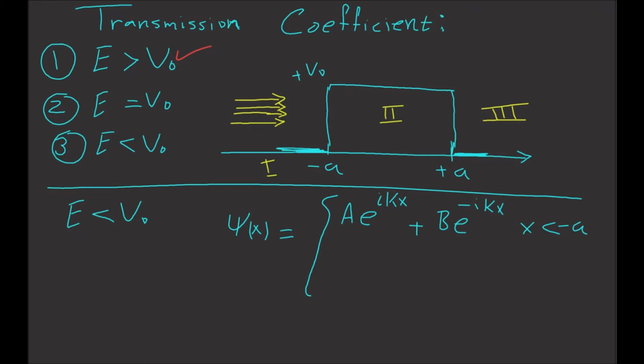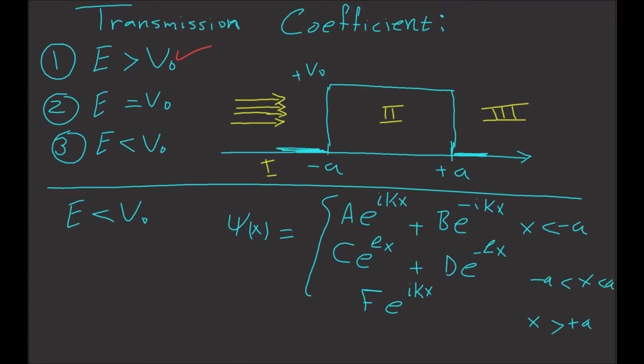In the second region, region number two, for x between minus a and positive a, the solution is C times e to the l x plus D times e to the minus l x. And finally, the third region, when x is greater than positive a, is the transmitted wave, F times e to the i k x.